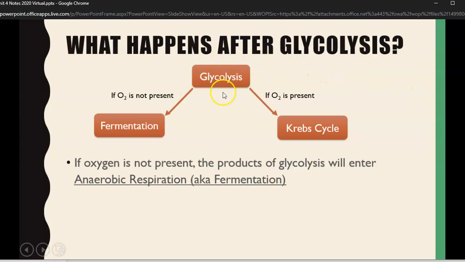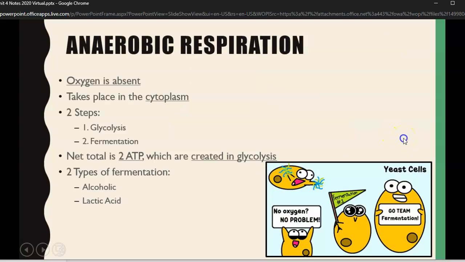So after glycolysis, you have two directions you can go. If oxygen is not present, so no oxygen, you go to fermentation. If oxygen is present, you go through the Krebs cycle. We are going to be talking about anaerobic respiration, which is fermentation, or without oxygen, in the next lesson. So we will be talking more about that soon.